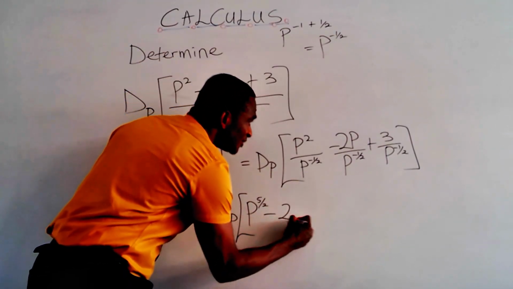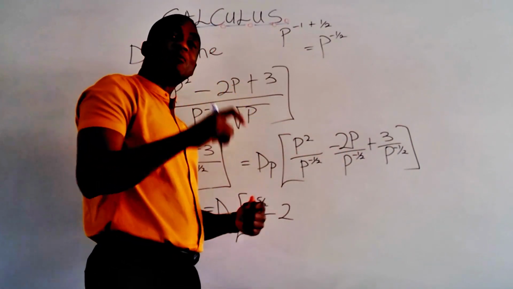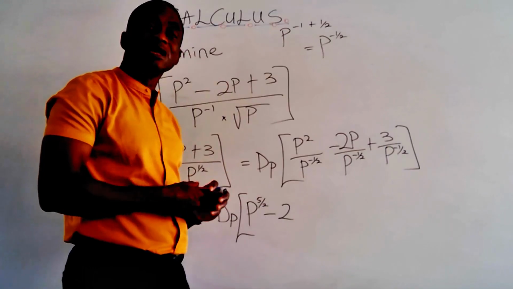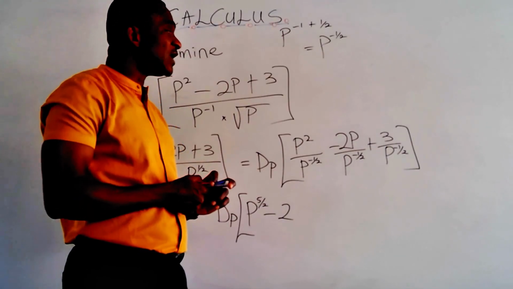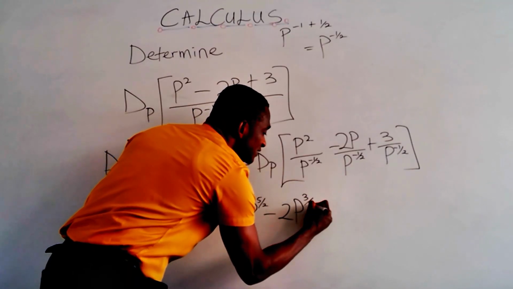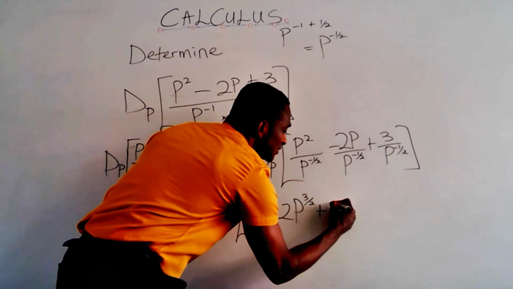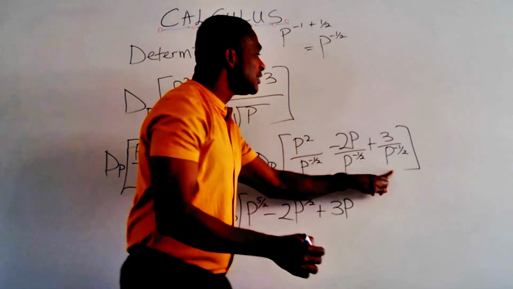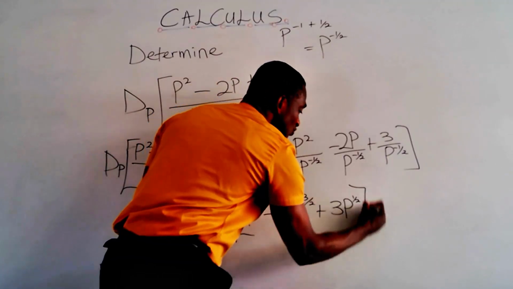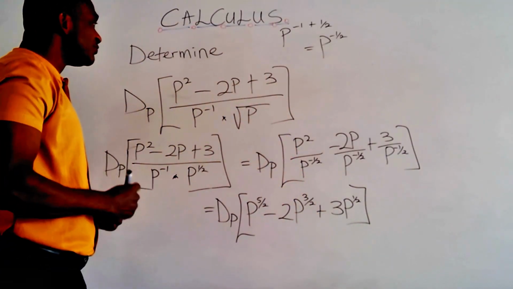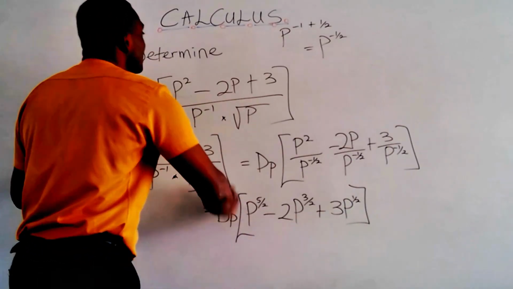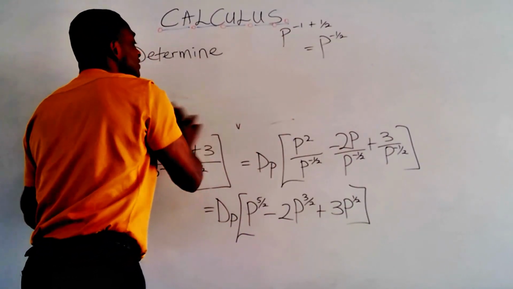Minus 2p, this is 1 minus negative half. 1 plus half is 1.5, and 1.5 is 3 over 2. So p to the power of 3 over 2, plus 3p, which coming up becomes a positive exponent. So this is the simplified expression that we are going to differentiate.